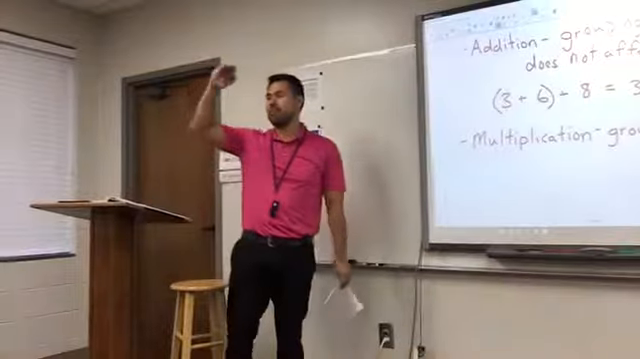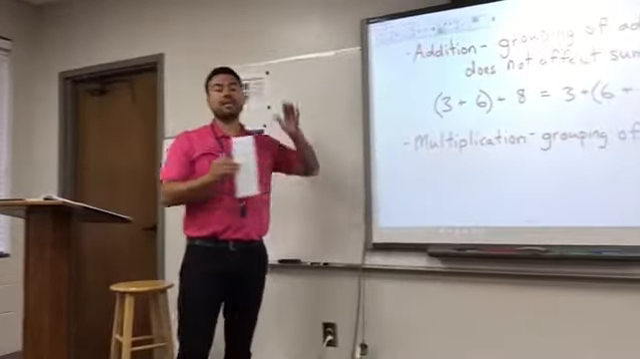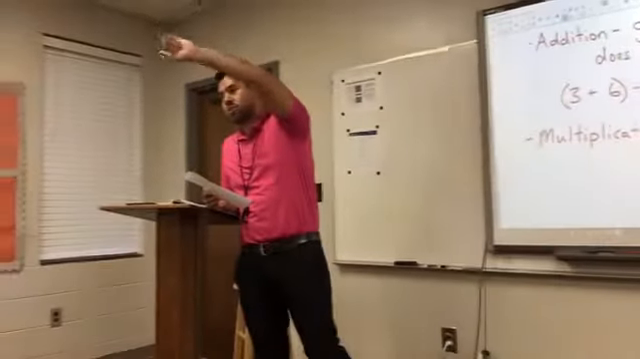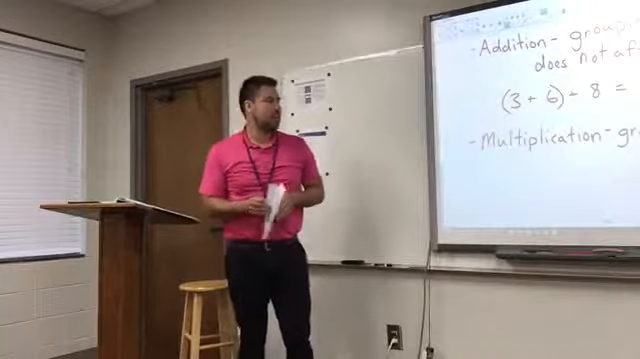So associative property, the grouping doesn't change the product or sum. Commutative property, the order does not change the product or sum. You guys get the difference? Order, grouping. Order, grouping. Don't mix them up.